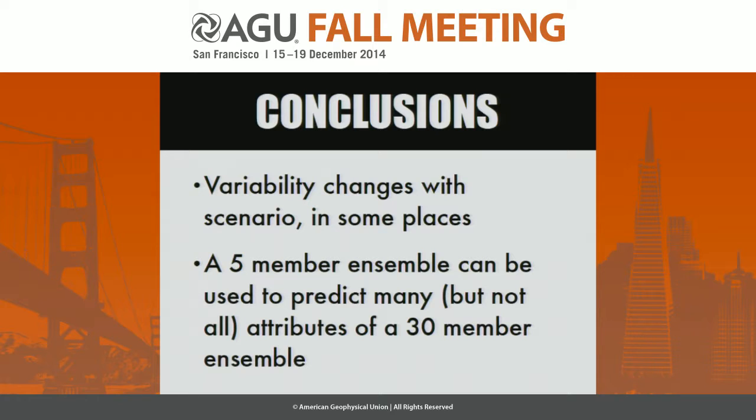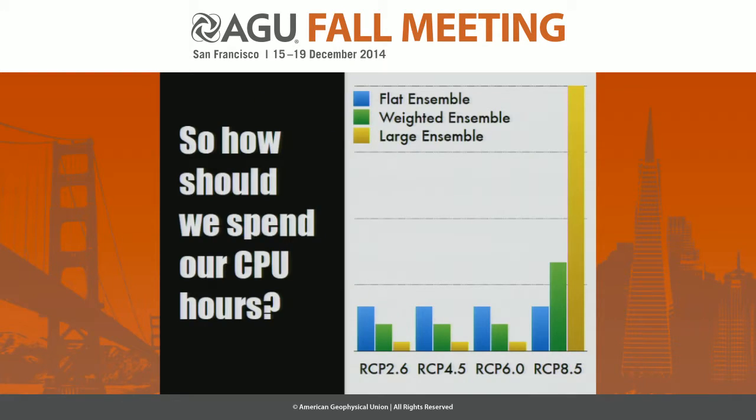Is there a point in running these ensembles? Yes. Can we predict some elements of them? Yes. Does the variability change as a function of scenario? Well, yes and no. So in order to come back to our original question of how should we spend our computing time for future experiments, whatever we do, we're going to miss out on something.